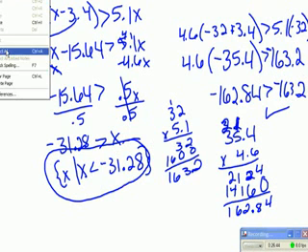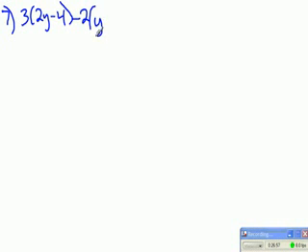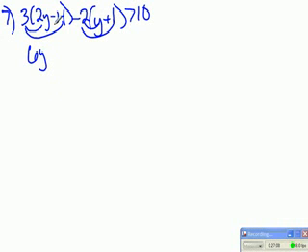Moving on to number 7. Number 7, we have 3 times the quantity 2y minus 4 minus 2 times the quantity y plus 1 is greater than 10. Again, start with the distributive. This time you have to do it twice. 3 times 2y is 6y. 3 times negative 4 is negative 12. Negative 2 times y is negative 2y. Negative 2 times 1 is negative 2.